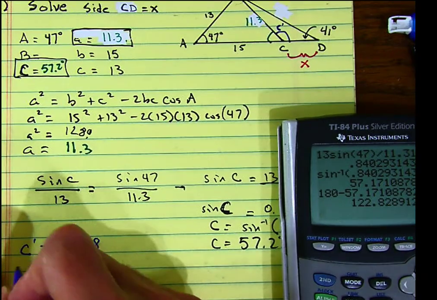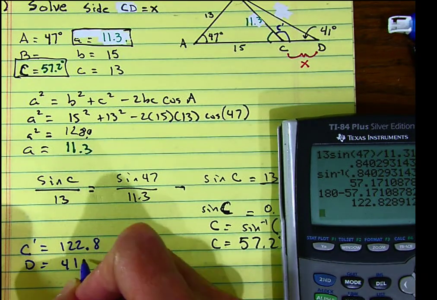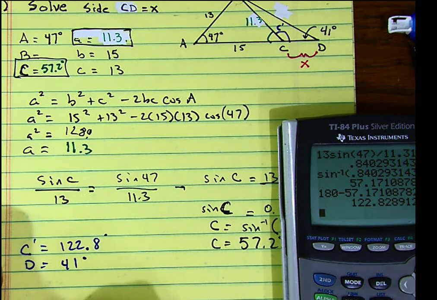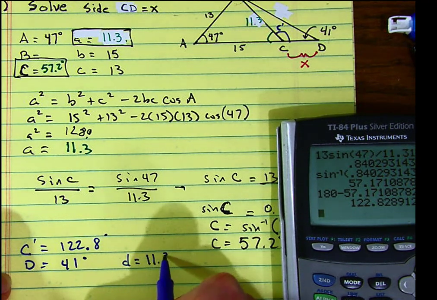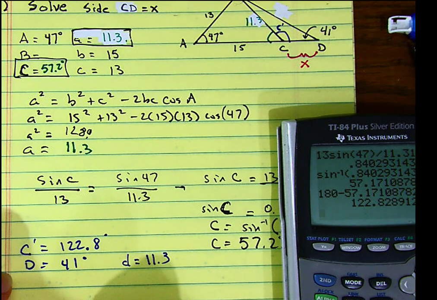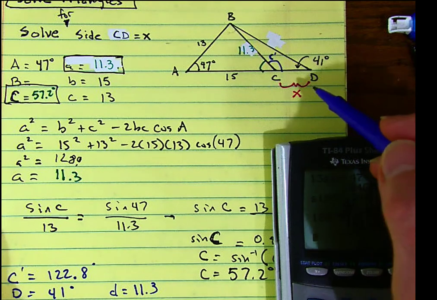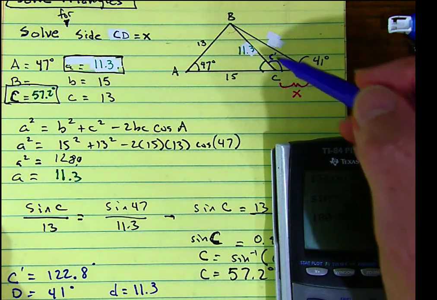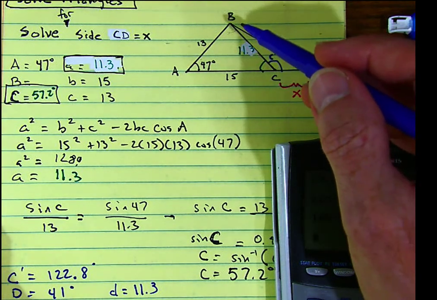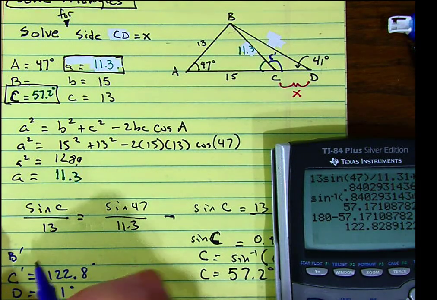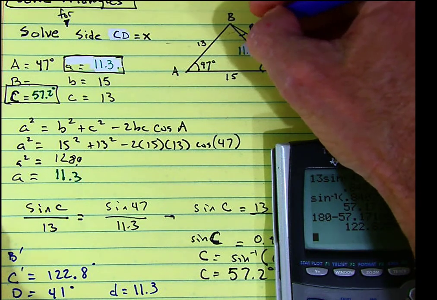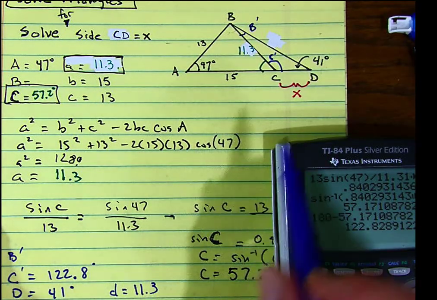I also have angle D. It's 41 degrees. And I've got side D, which is 11.3. I think I need the angle opposite x. So that's angle CBD. Let's call that B prime. So this one over here is B prime.